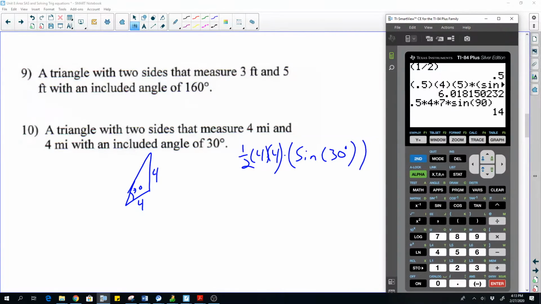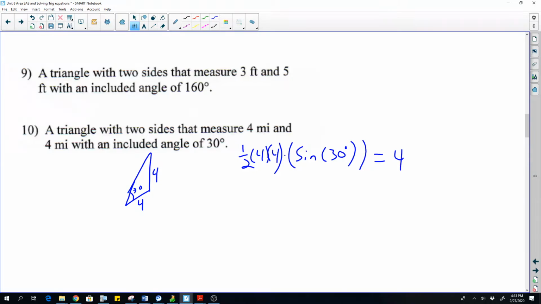Okay, so we're going to do 1/2, 0.5 times 4 times 4, or you can use parentheses if you want. Times the sine of 30 degrees. And wow, we just get 4. Because 4 and 4 is a rectangle. Oh, but it's half of that. That's true, so that's why. Anyways, we get 4. They do tell us it's miles, so don't forget the measurement squared. And I'll double check my little answer key here just to make sure that we're acing this.